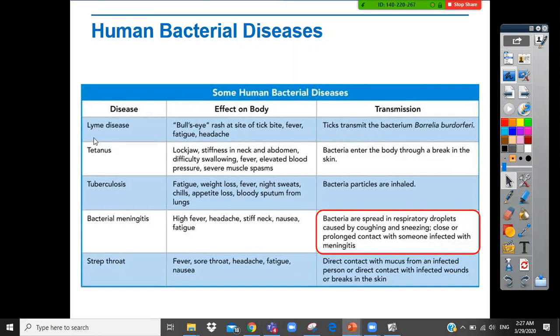Like here in this table, we have some examples of diseases that are caused by bacteria, mainly in humans. Some examples are Lyme disease, tetanus, tuberculosis, bacterial meningitis, and strep throat.